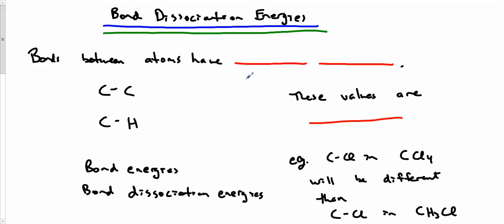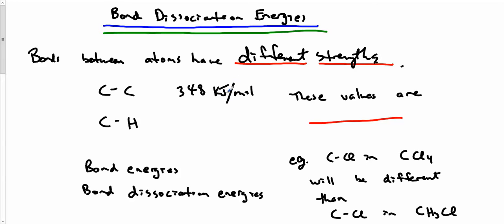Alright, let's talk about bond dissociation energy. So bonds between atoms have different strengths. For example, the CC bond, it takes 348 kilojoules to break a mole of CC bonds, but the CH bond takes 413 kilojoules per mole to break. So this bond is stronger.